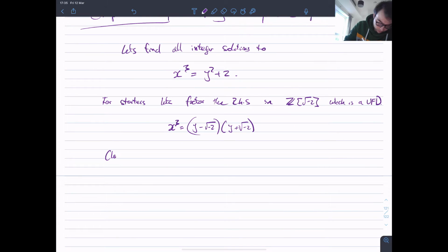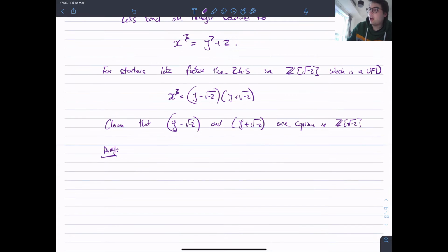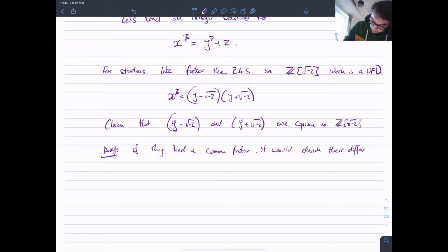So I claim that y minus the square root of minus 2 and y plus the square root of minus 2 are coprime in this ring, Z adjoin the square root of minus 2. Let me prove this claim. How do we do this? Well, if you had any element dividing this and this, it would have to divide their sum and their difference. So if there was something that divided both of them, it would divide their difference. So it would divide this minus this, for example.